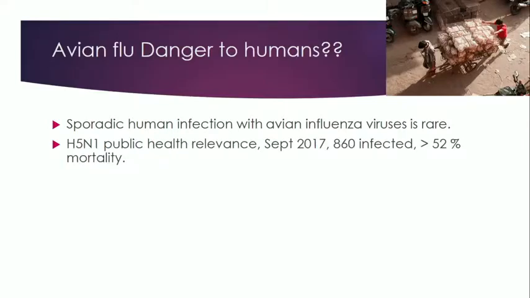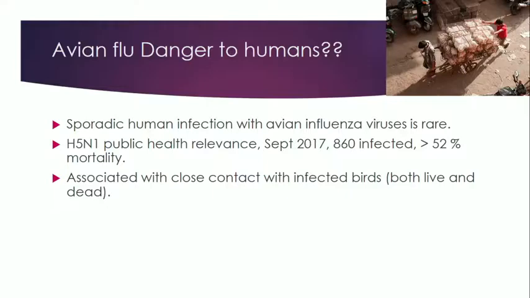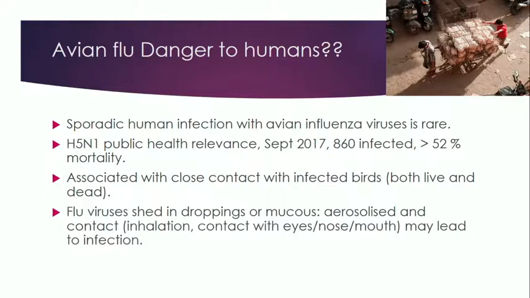Okay, and a particular avian flu which has been known to infect humans is the H5N1 subtype, which Ed has spoken about. Now, this has specific public relevance in health spheres because up to September 2017, it has infected 860 individuals and killed just over half of these. Now, what is interesting is that this is only associated with people who have had close contact with infected birds, either alive or dead.